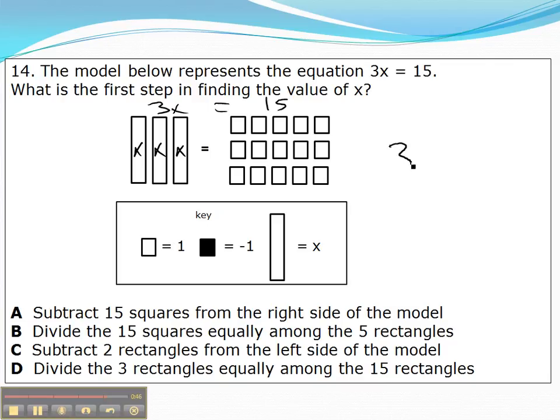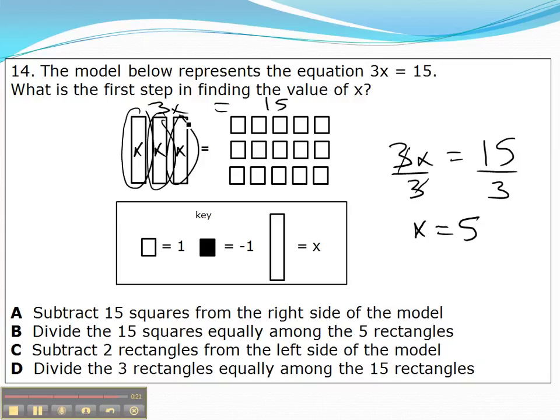Well, we just did a problem where we had multiplication and we undid it. We undo multiplication with division, divide both sides by 3. The inverse operation for multiplication is division. So we can get rid of that 3x by dividing by 3, and we would just have x equals 15 divided by 3, which is 5. So we've divided the 15 squares into 3 groups, divided each side of the model into 3 groups. 1 x in each group on the left, and 5 squares in each group on the right.